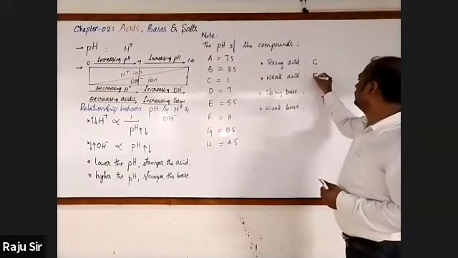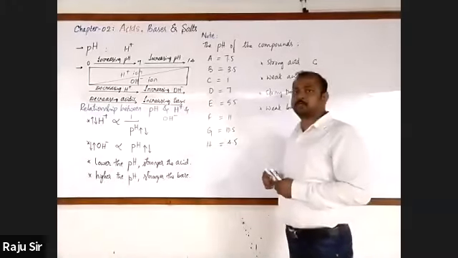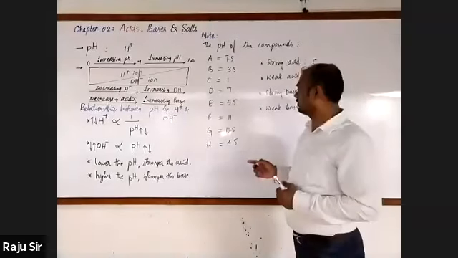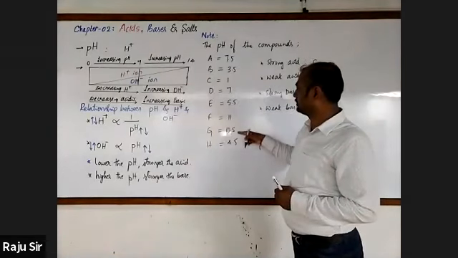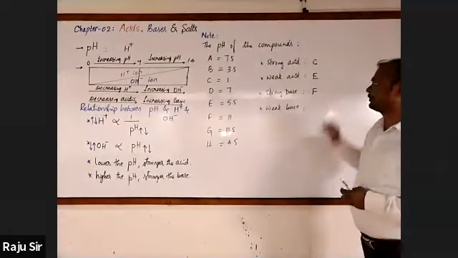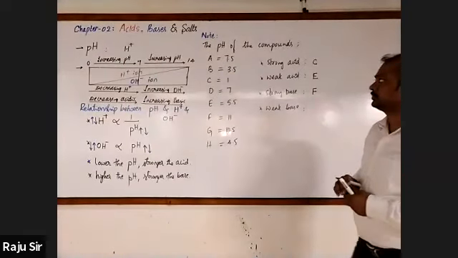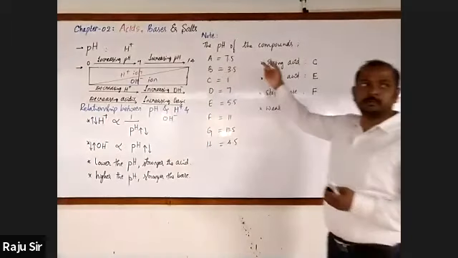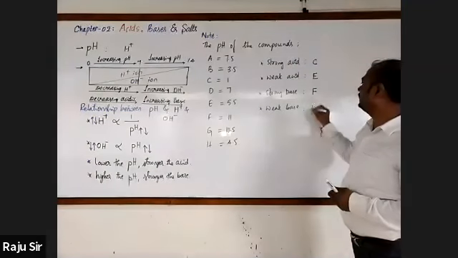Strong base: highest pH value, more than 7. It is F, sir. 10.5 and 11, it is F. Next, weak base: A, sir. It should be more than 7 and the least number. It is A.